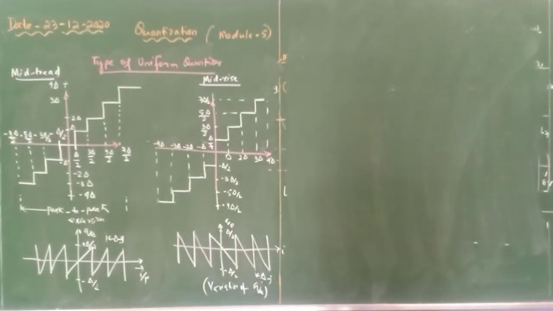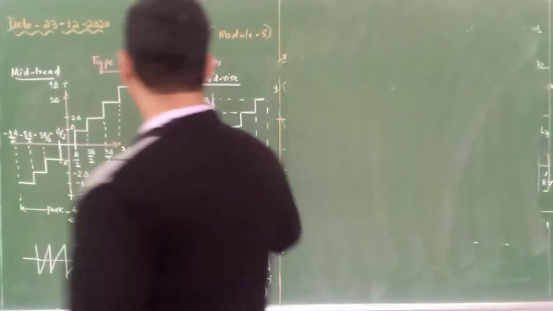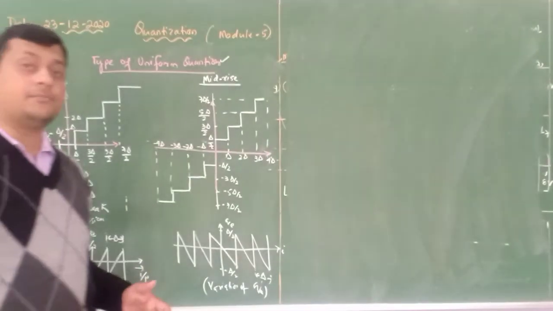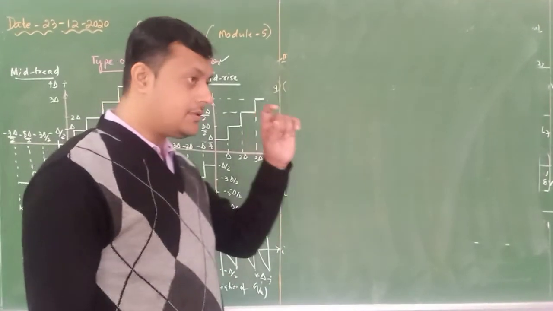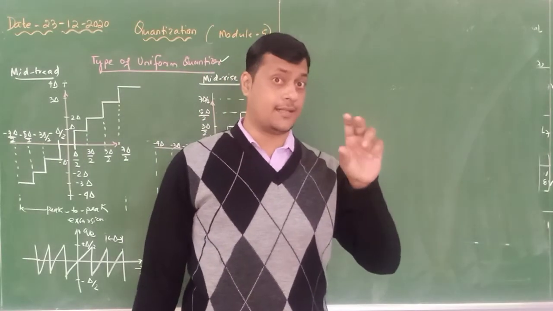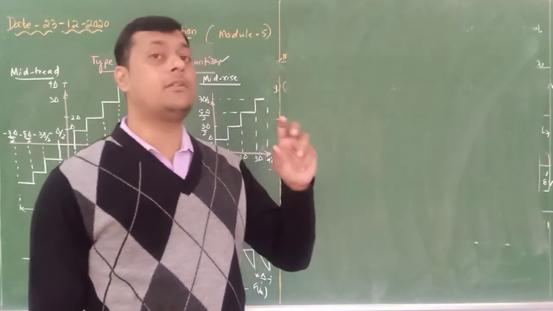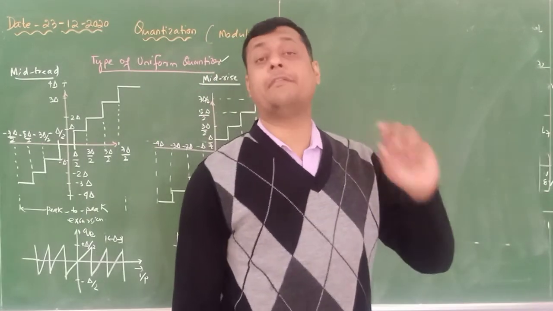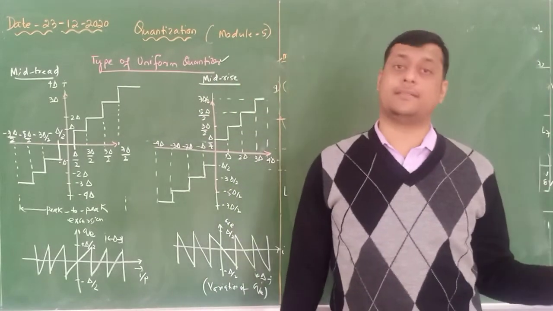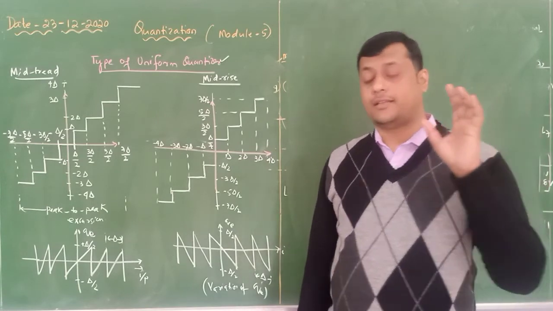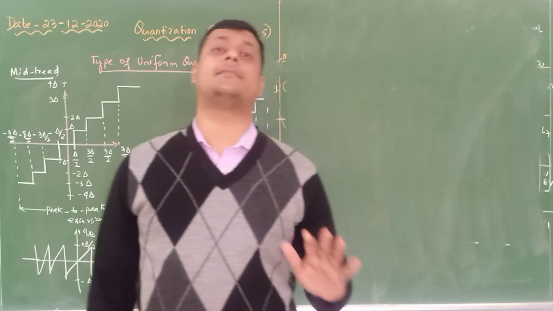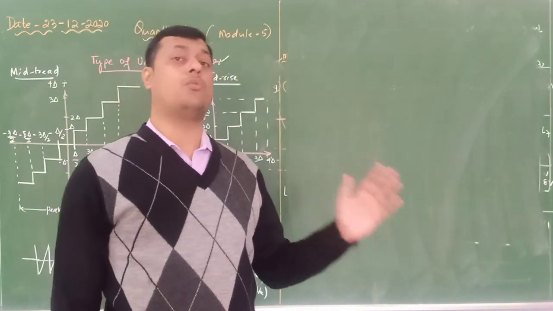Okay. So this is the type of uniform quantizer. Uniform quantizer means the step size of the quantization levels, the distance between two levels, or you can say the distance between two decision boundaries, remains constant throughout the system. If the step size remains constant throughout the system, then it is called uniform quantization.